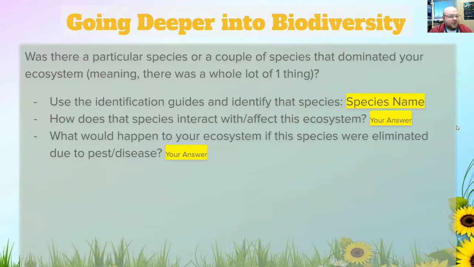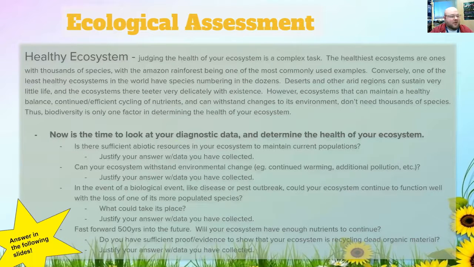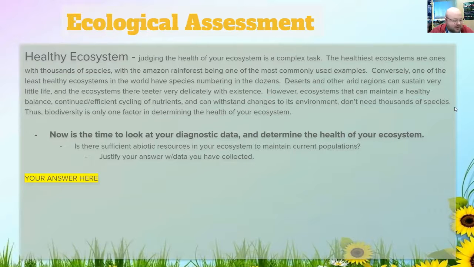And then as you go through, you're going to have some questions that get specific about the things you saw. Go through and answer those questions on the remaining slides. And then you get to the point where you're going to assess how healthy your ecosystem is. What you do for that is read through this slide that talks about how to assess it. What does a healthy ecosystem look like? And you're going to answer the question. There's a different question on the next few slides.